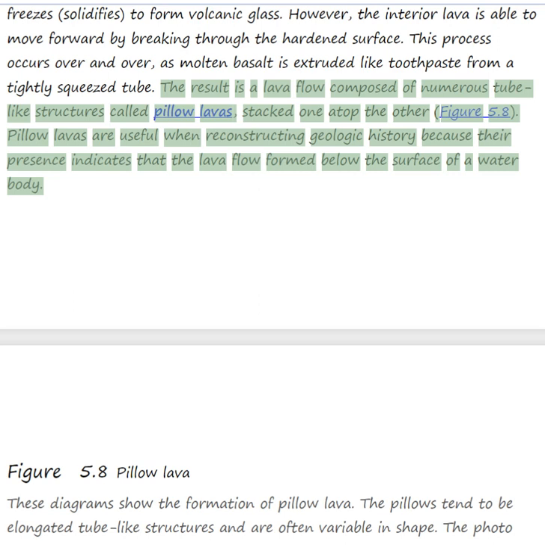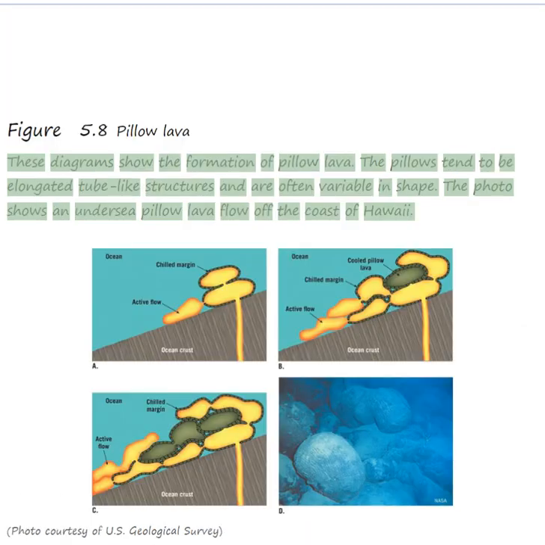Pillow lavas are useful when reconstructing geologic history because their presence indicates that the lava flow formed below the surface of a water body. These diagrams show the formation of pillow lava. The pillows tend to be elongated tube-like structures and are often variable in shape. The photo shows an undersea pillow lava flow off the coast of Hawaii.